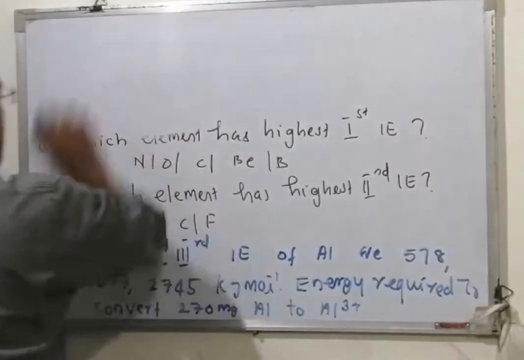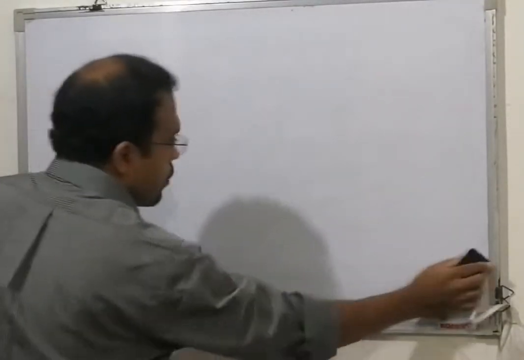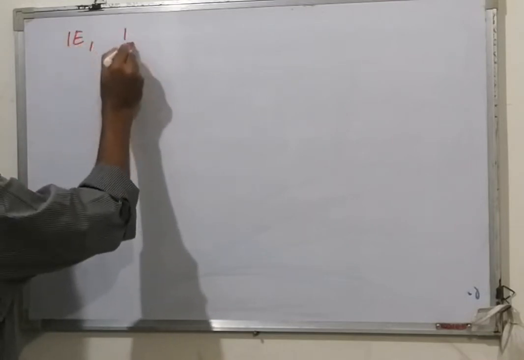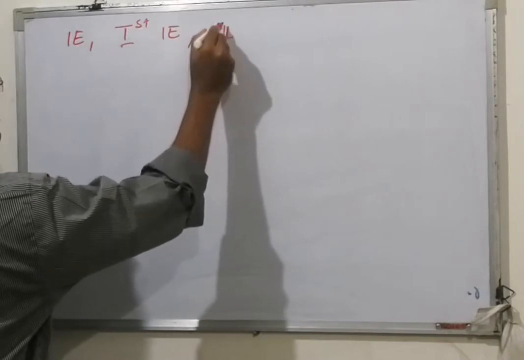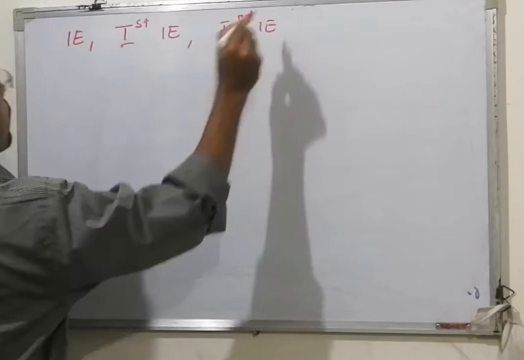Now, in these questions, you have noticed 3 words. One is obviously ionization energy. Second is first ionization energy. Third is second ionization energy.